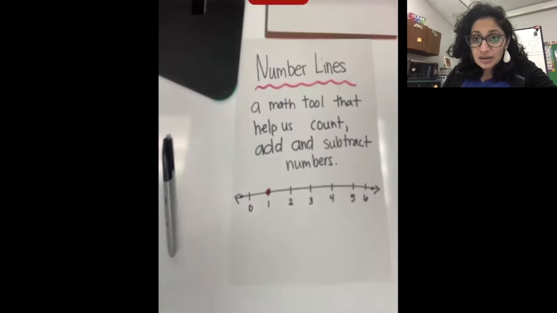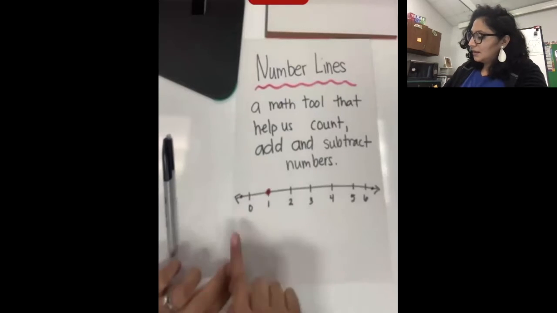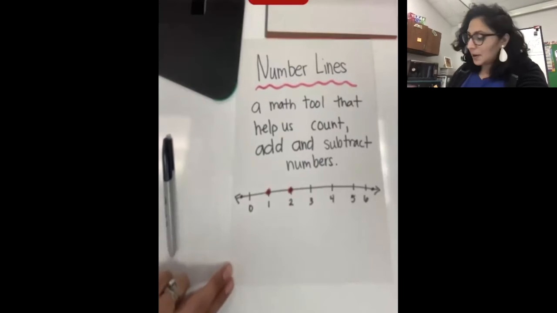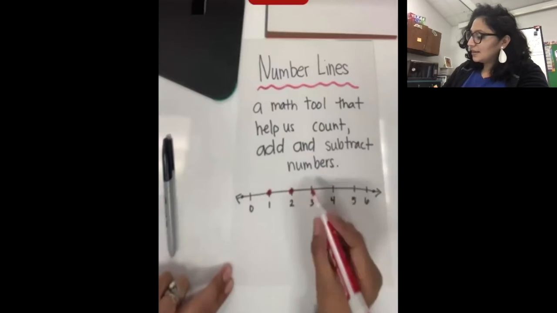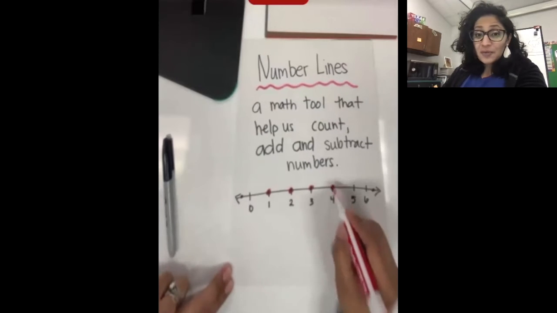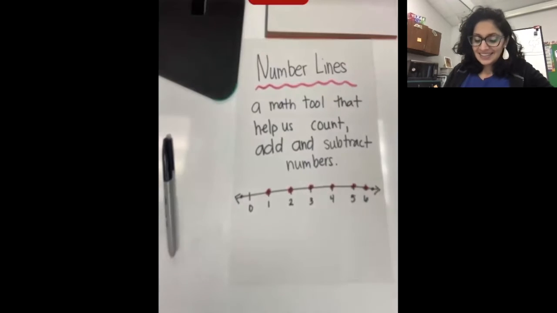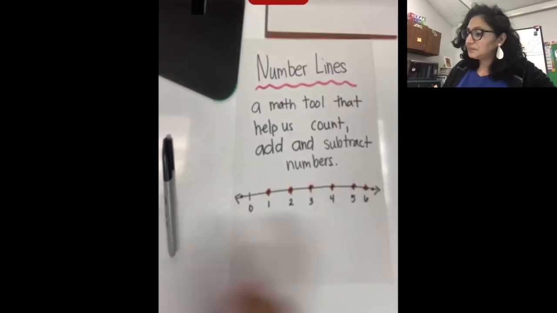Now let's put a dot on number 2. There it is. 2. Now let's go to number 3. 3 and 4. We're going to keep going to number 5 and 6. This way, you know which number you're looking at by the fact that you put that dot.